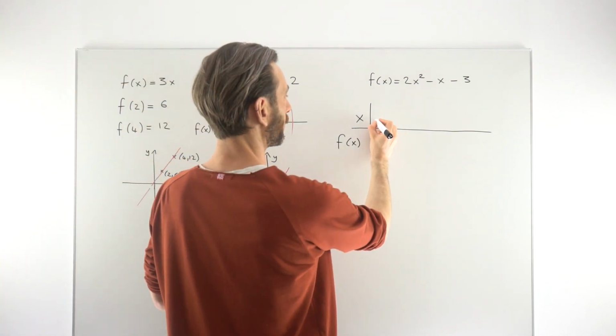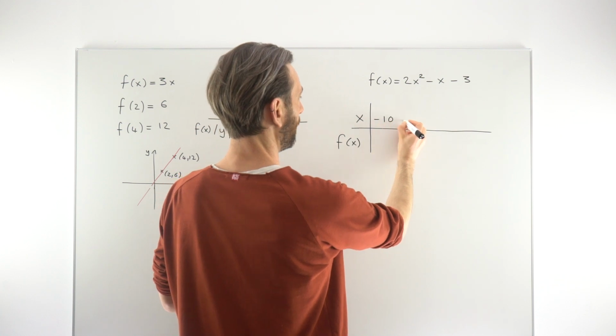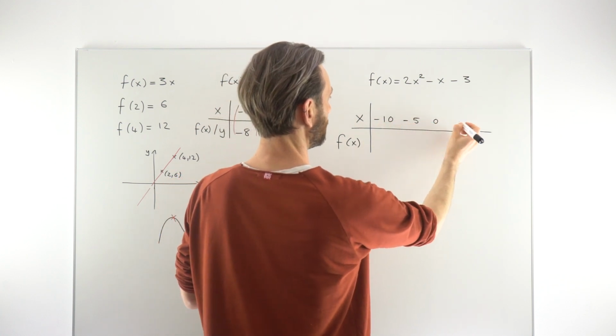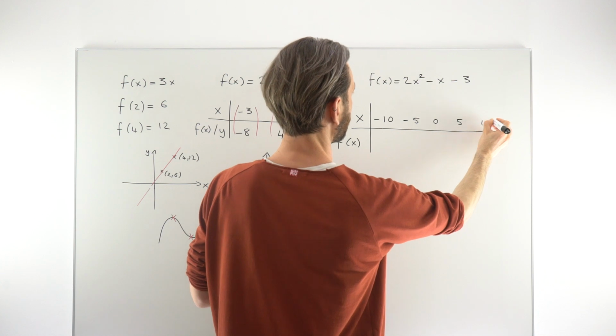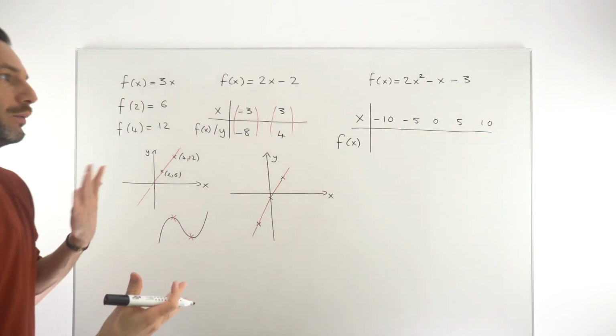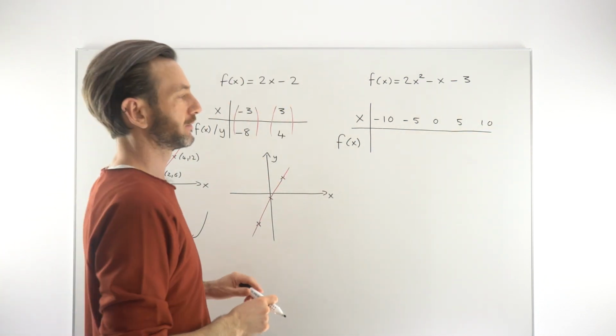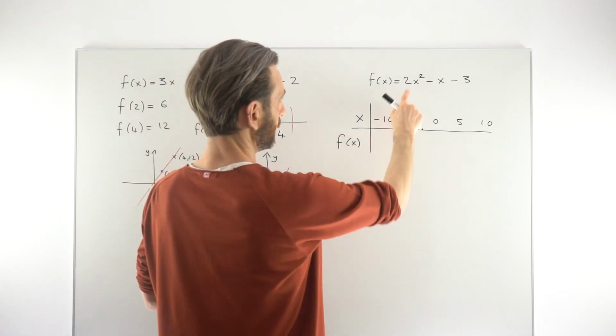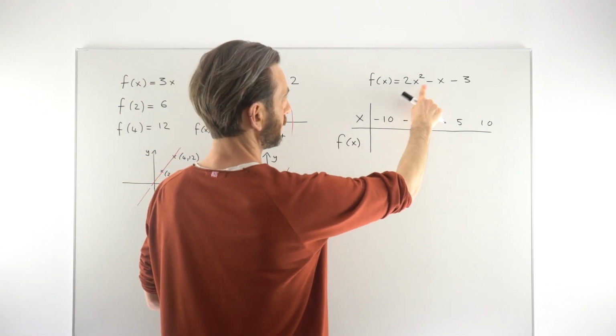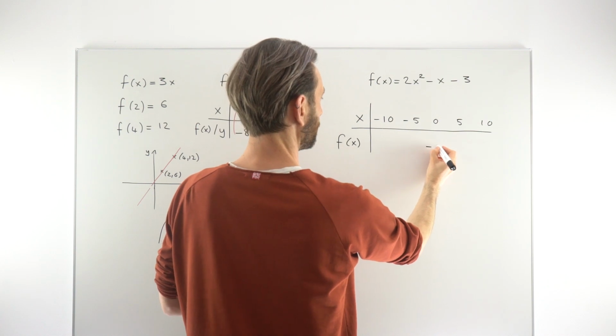So let's maybe go for quite a wide spread. Let's go -10, -5, 0, 5, and 10. I've got no idea how these are going to come out, but we'll see what this tells us about the graph. So we're going to put these in here. So let's start with 0. That's a nice easy one. 0, 0, -3. That gives us -3.